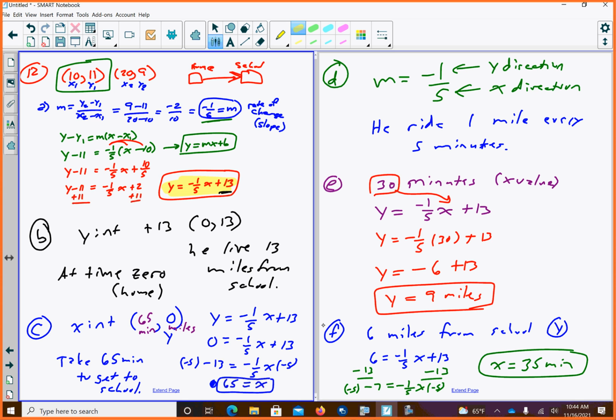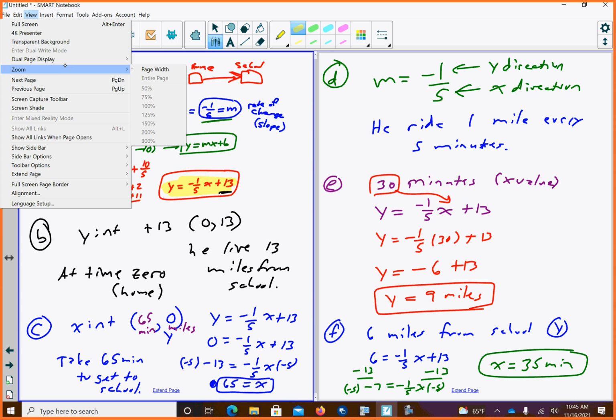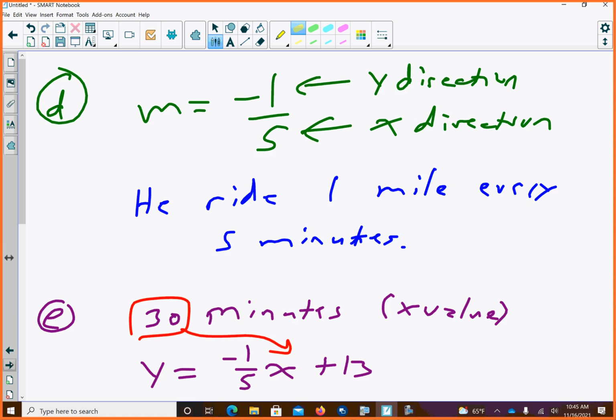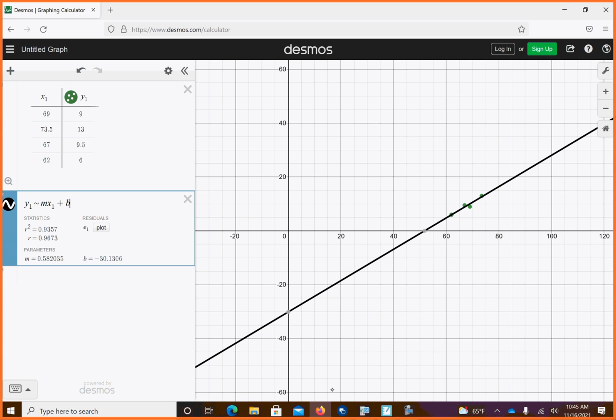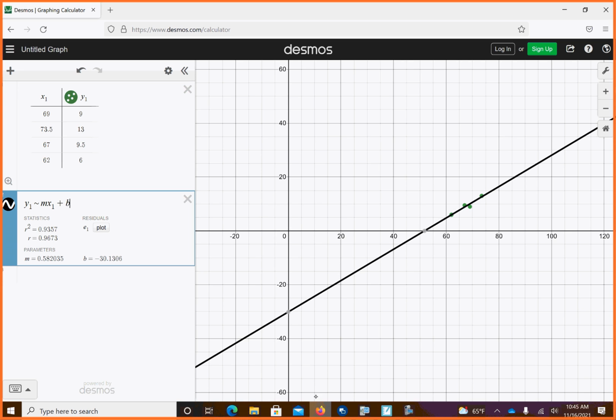So right now I'm going to go to view. We're going to go to single page off. All right, so far what I have is we have some data, and I have y1 tilde mx1 plus b. I plugged in 0.58 plus our b value. Our b value we say is negative 30.1.